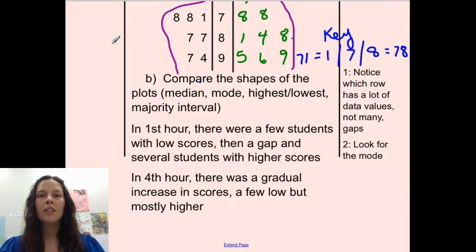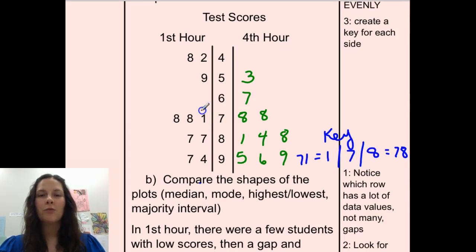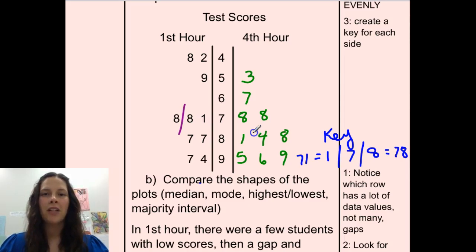Now we're going to see if we can look at the plot and generally find where the median and mode are. The median is the data value that's right in the center of the set. So you can either kind of cross off data values until you get to the center, or you can kind of eyeball it. For first hour, the median is 78. We ended up with an even number of data values, so it'll be right in between 78 and 78, which of course is 78. In fourth hour, the median is between 81 and 84, which lands at 82 and a half.